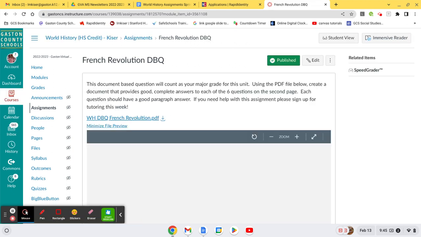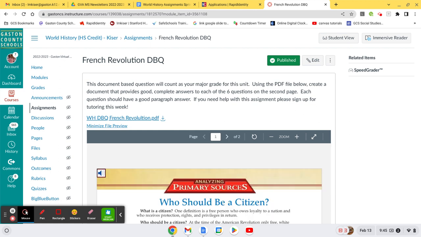DBQ is document-based question. You will see lots of these in high school, and in fact, your end of course exams will have DBQs on them that are hand graded, or part of your exams in high school. So we need to learn how to write those. And we're going to do that in steps. These do require a good bit of effort from you. You have to really read and think and cite evidence and whatnot.